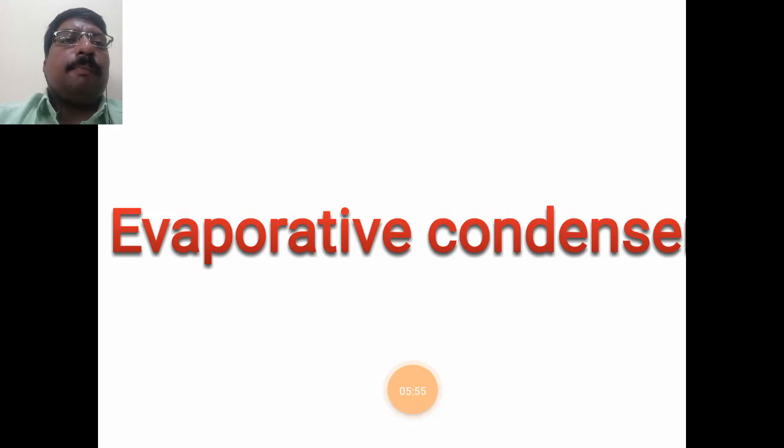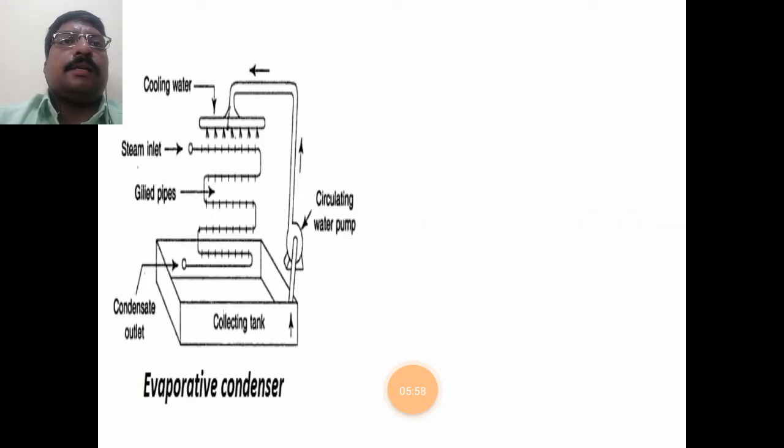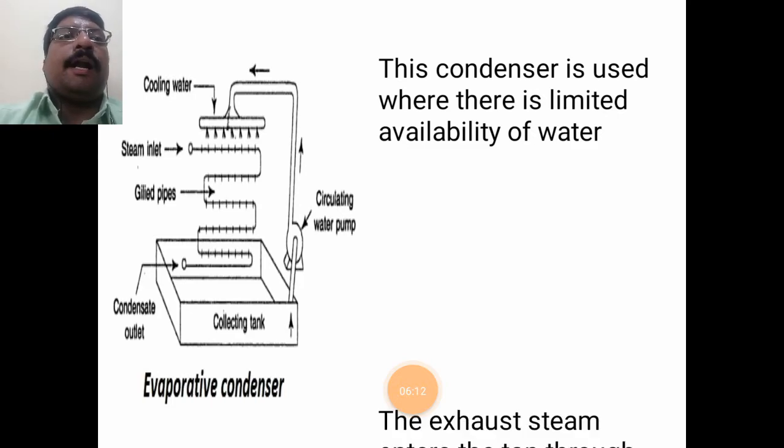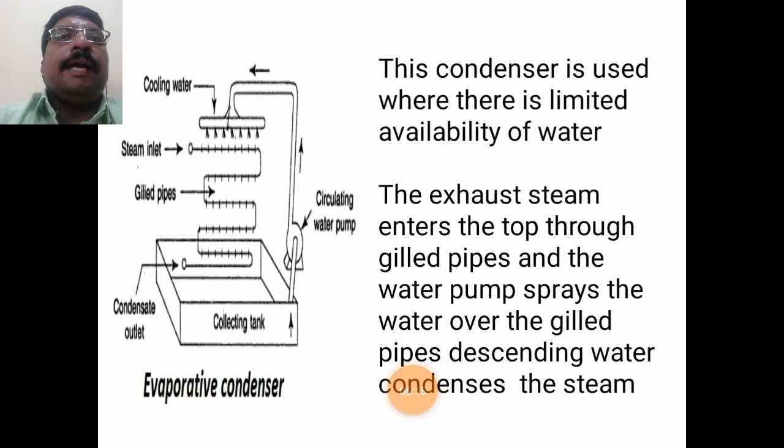The next type of condenser is the evaporative condenser. This condenser is used where there is limited availability of water. Whenever the water availability is very less, only in that case can we use this evaporative condenser. Here the exhaust steam enters from the top of the pipe. In the figure, a steam inlet is given. From the steam inlet, the steam enters the pipe and flows downwards.